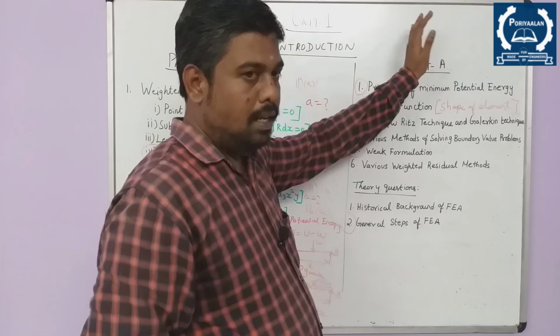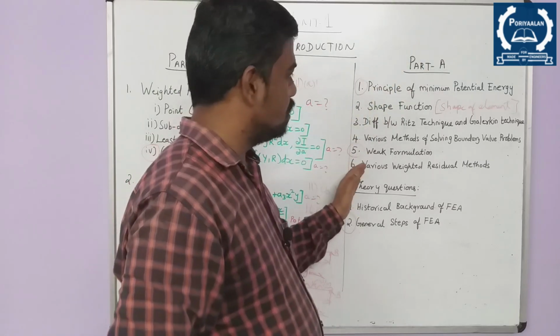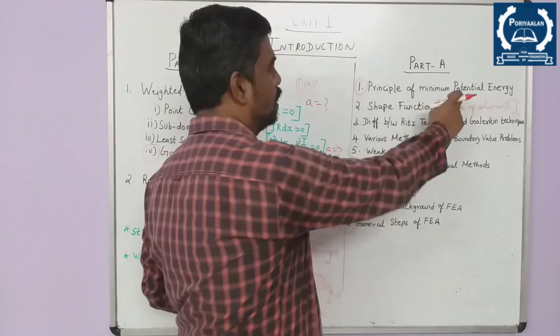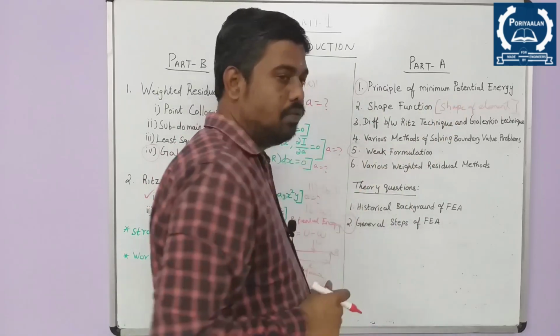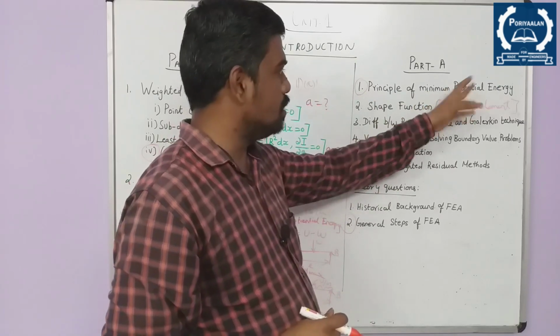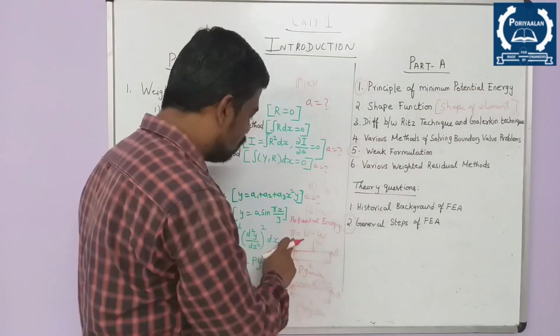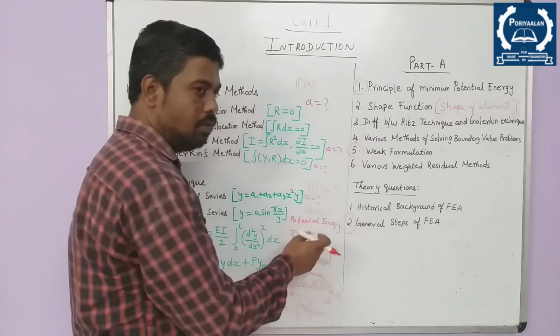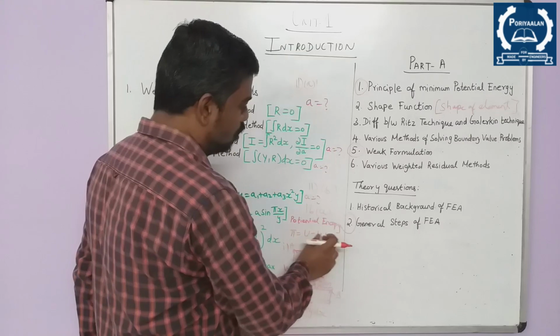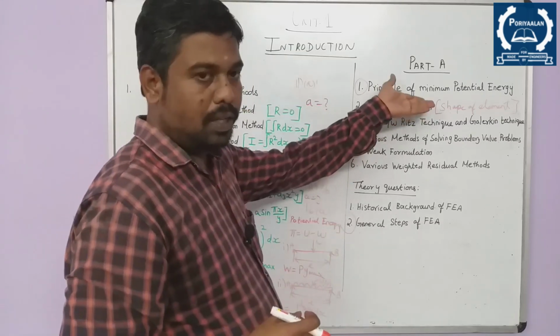Next, part A. In this part we have 6 questions. Among the 6 questions, the most repeated questions are principle of maximum potential energy and weak formulation. The principle of maximum potential energy is no problem, you just have to write out the formula pi is equal to u minus w. You already studied that in Ritz technique itself. So you have to write pi is equal to u minus w. It's enough to get 2 marks.